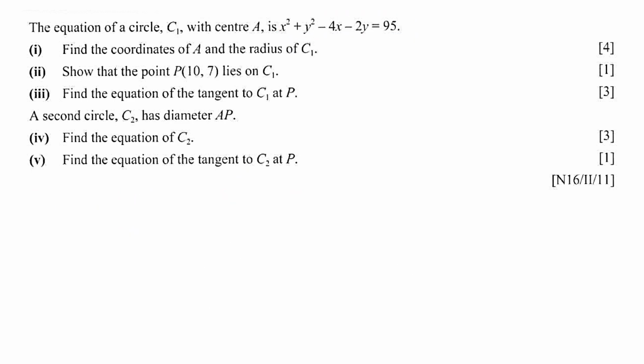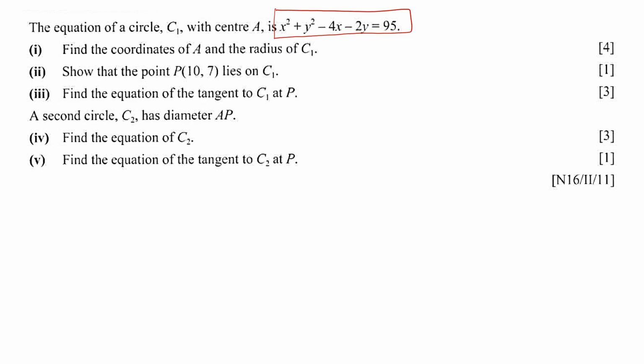Right, so let's look at this question. This is an O-level question from the year 2016. The first part of the question asks to find the coordinates of A, which is the center of the circle, and the radius of the circle. So you're given the general form. This is the general form of the equation of the circle.